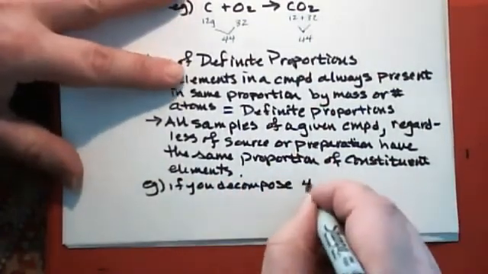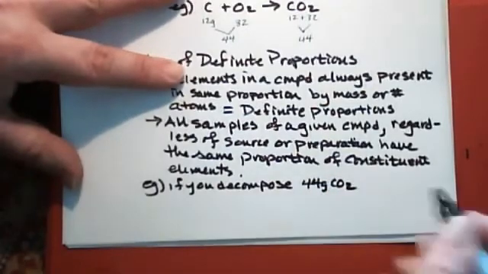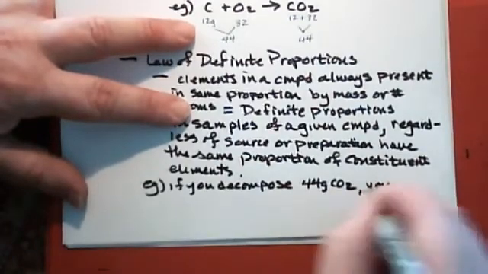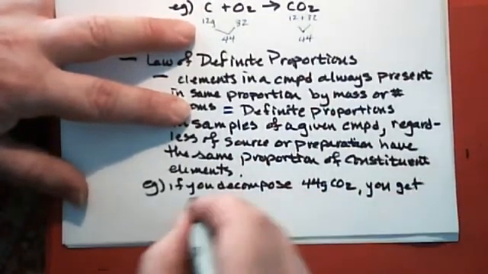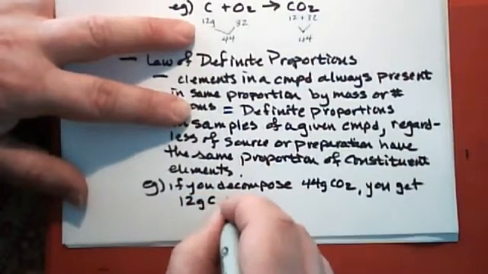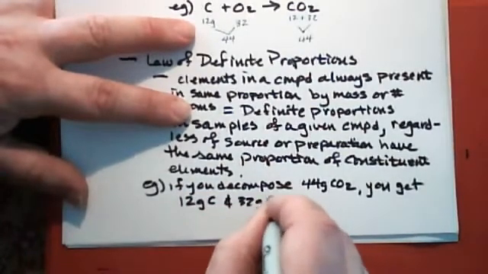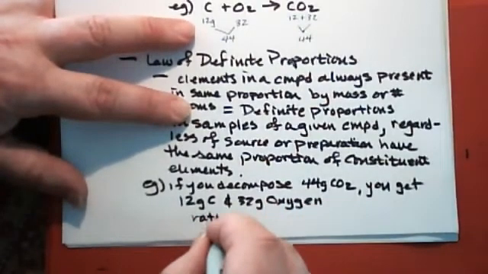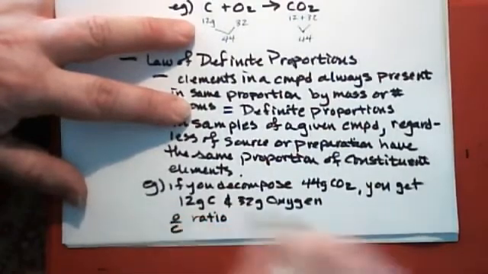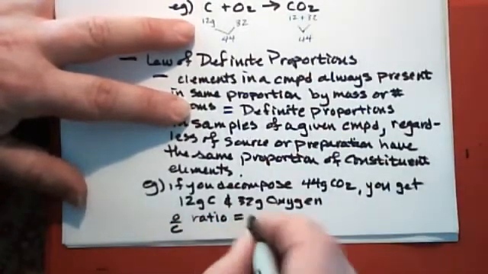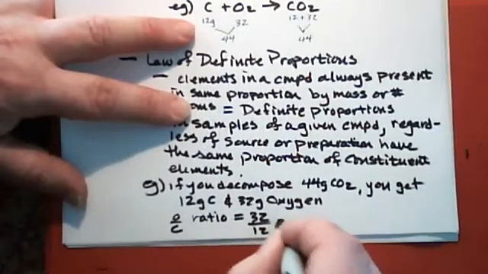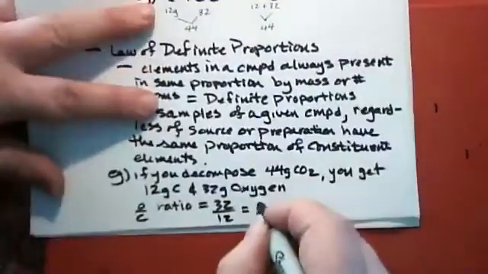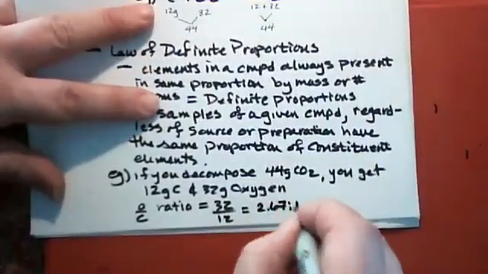So for example, if you decompose 44 grams of CO2, you get 12 grams of carbon and 32 grams of oxygen. The ratio of oxygen to carbon would be 32 to 12, and that's equal to 2.67 to 1.